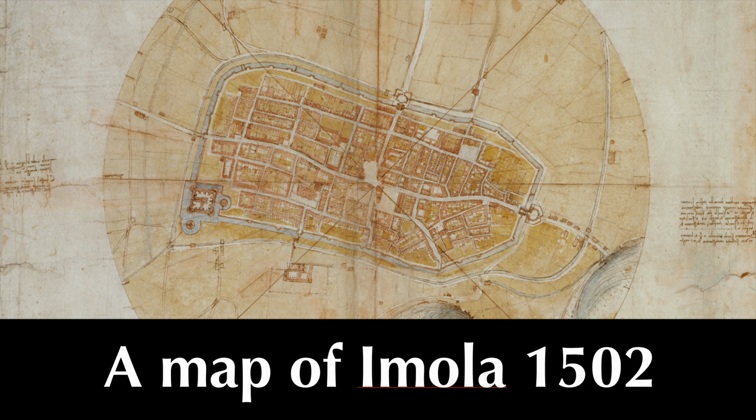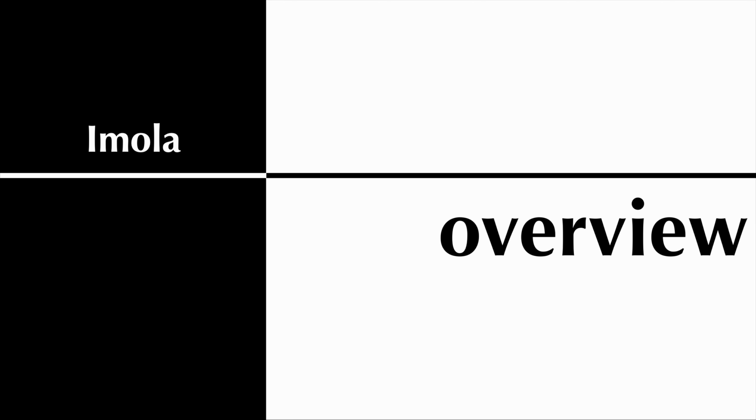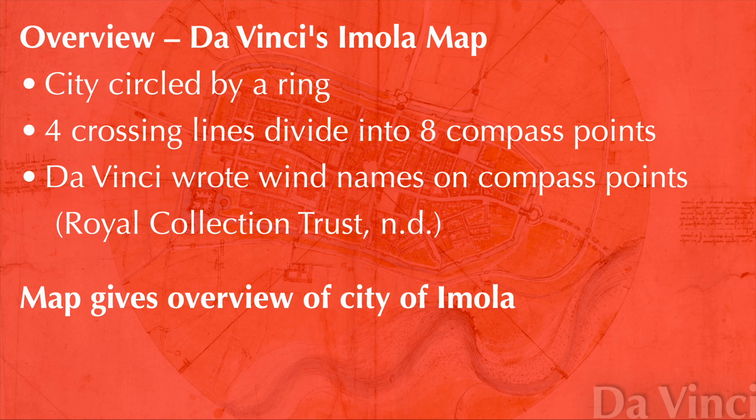This video is called the Map of Imola 1502. It's going to investigate Da Vinci's Map of Imola, a classic map. First, an overview. For the map itself, a city is circled by a ring. There are 4 lines that go through the circle of the city, and these divide the city into 8 compass points. And Da Vinci added an additional piece of information: he wrote wind names on the compass points. This map gives an overview of the city of Imola.